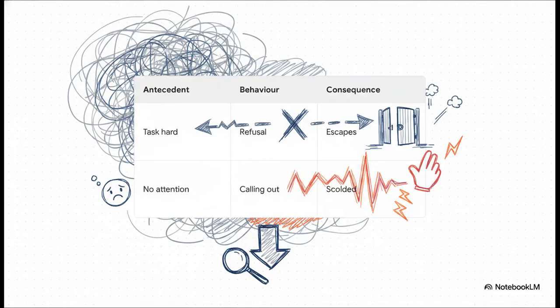When you map these scenarios out side by side, the patterns are just glaringly obvious. Take a task that's simply way too hard. That's the antecedent. The behavior is refusal, and the consequence? Well, the student successfully escapes the work. Or consider a student who's feeling a lack of attention. They call out loudly, the teacher scolds them, and ironically enough, they just got the exact attention they were craving. Educators so often fixate on the behavior itself while completely missing the antecedent that triggered the whole thing.